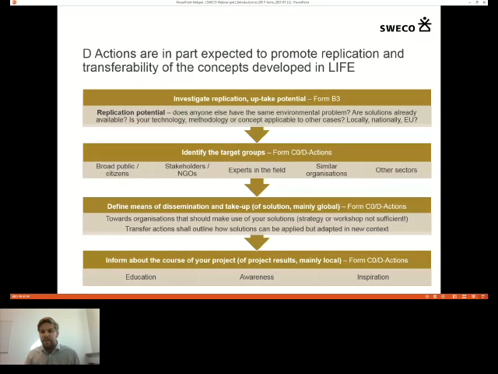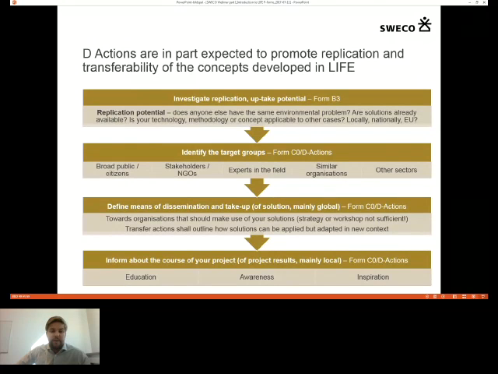Even if we're in Lithuania, they think it's reasonable that a Spanish organization might want to bring up this solution. So we should not only focus on our neighboring countries, but all of Europe, if you want true transnationality in your project. And they explicitly write in the applicant's guide that the transfer of actions shall outline very clearly how they can be applied but adapted into a new context.